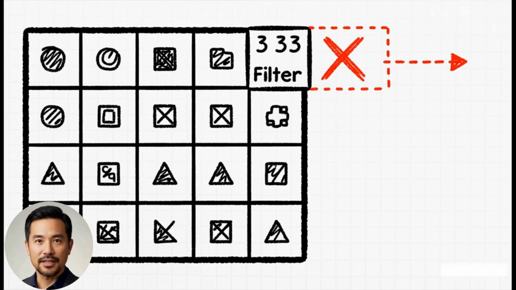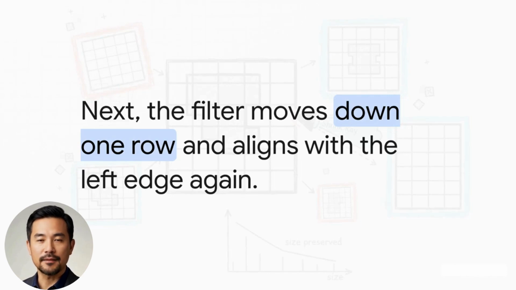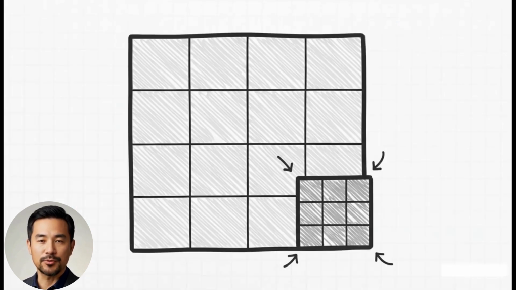If it tried to move any further, part of it would be hanging off the edge, and that's a big no-no. So it can't go right anymore. The only other move it has is to shift down one row and start over from the far left again. And then it makes one last slide over to the bottom right corner. And we're done. That's literally all the moves it can make. There are no other places for this 3x3 filter to go on our 4x4 grid.